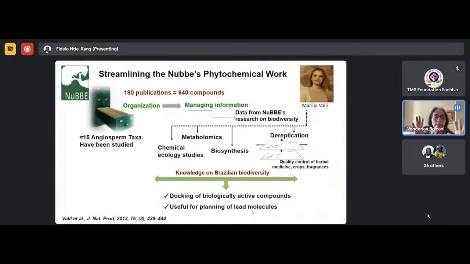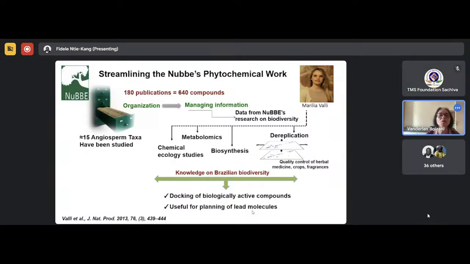Now I would like to tell you that this is my brain, along with 640 compounds in our lab from natural products in Brazil. My brain is to organize a database about all plant studies in Brazil from different biomes. I saw this lady in the past, starting in 2013. She published the first, I think this was in 2017, when she finished the thesis.